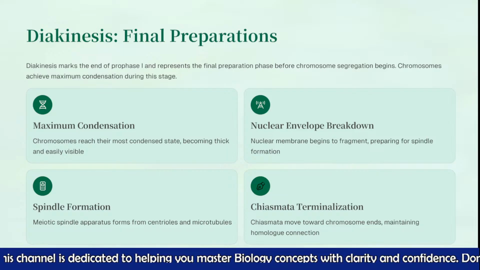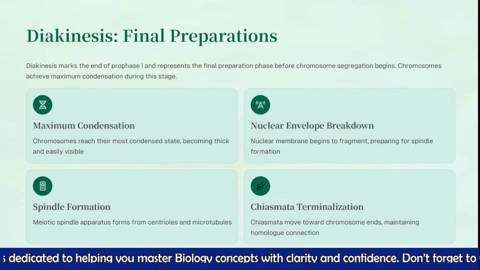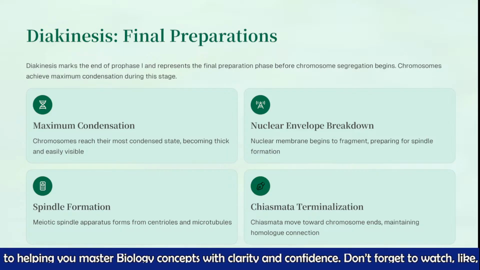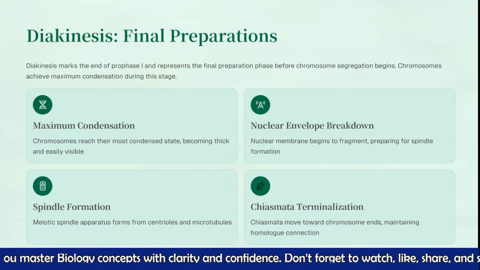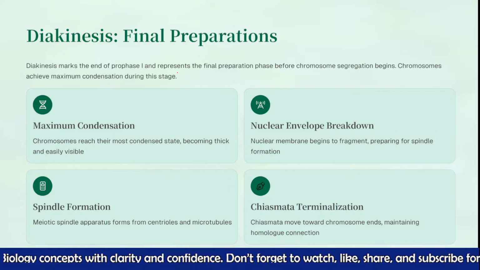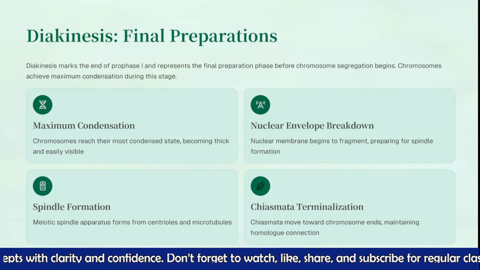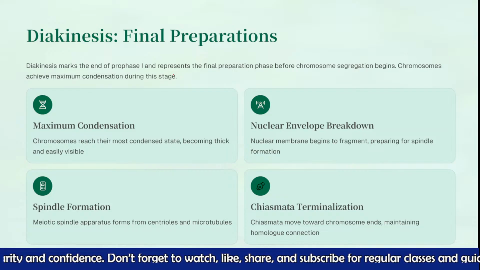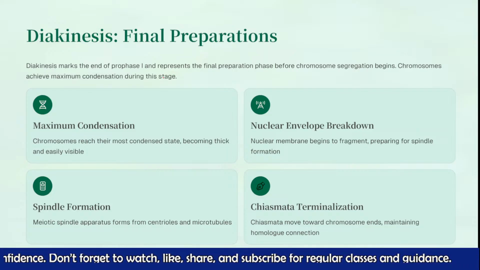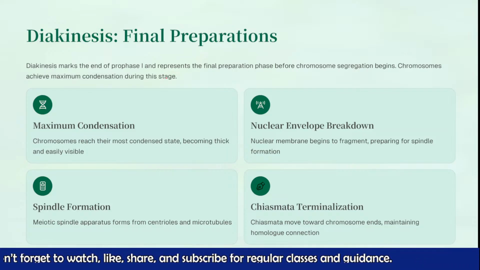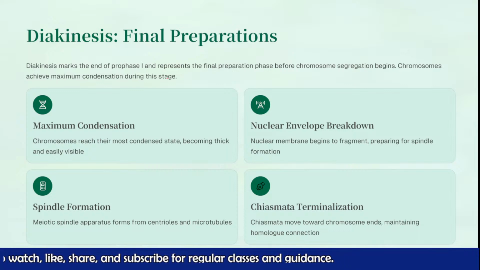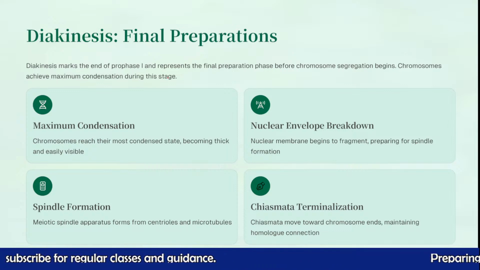Then the last stage, but not the least, of this prophase 1 is diakinesis. That is the final part of prophase 1. The end of prophase 1 is diakinesis. In diakinesis, the major events are already over: the changes in the chromosomes, all those things have happened.